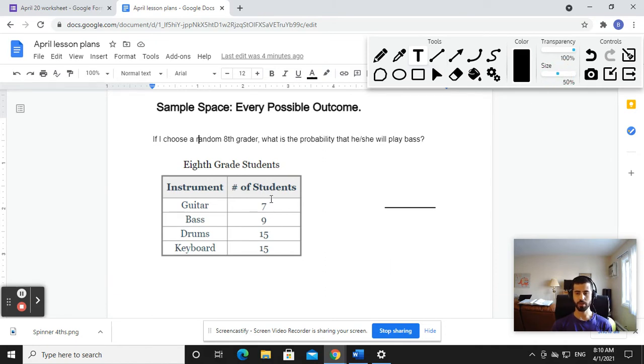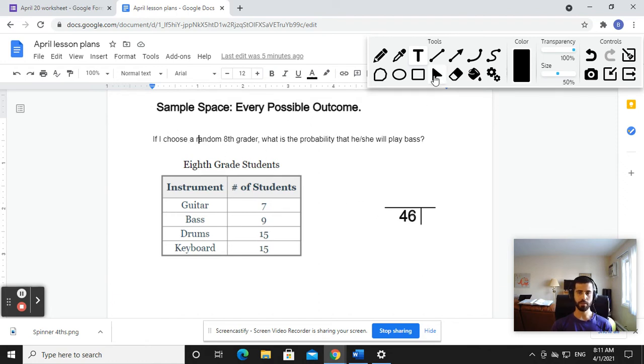Well, I could have chosen any one of these, let's see, it's like 46. Any one of these 46 8th graders I could have chosen. I just added all those up really quickly. 7 plus 9 plus 15 plus 15. So every possible situation goes on the denominator.